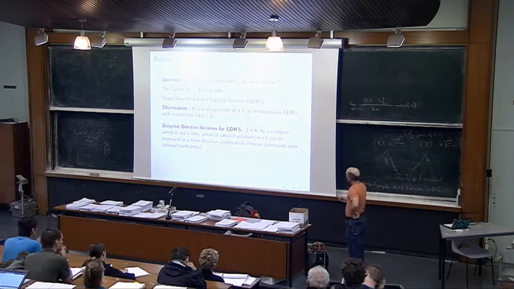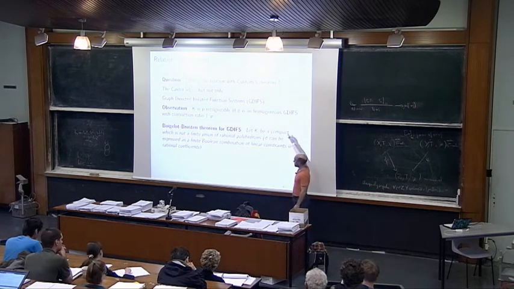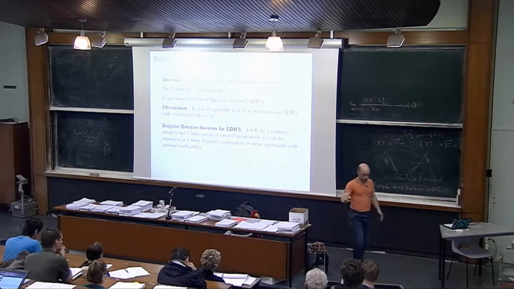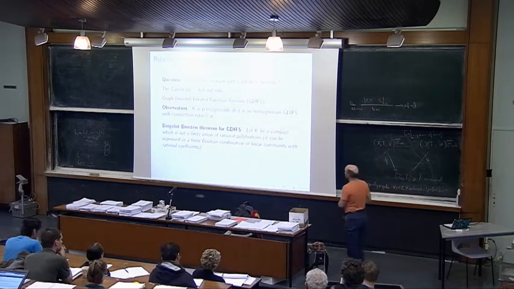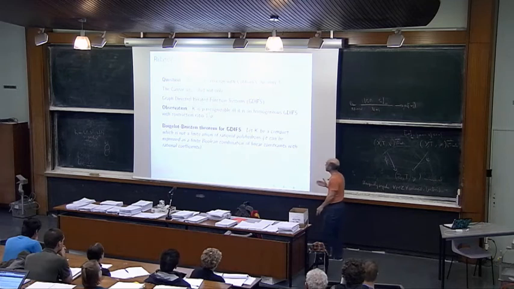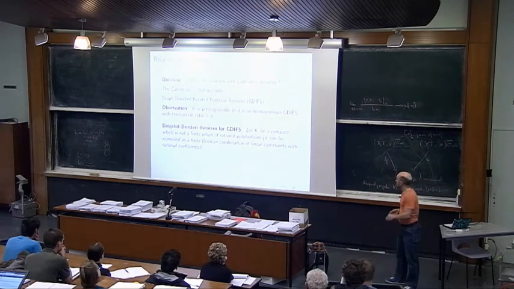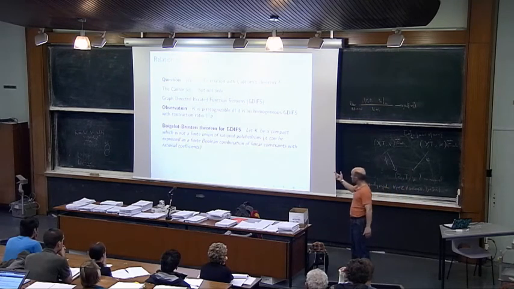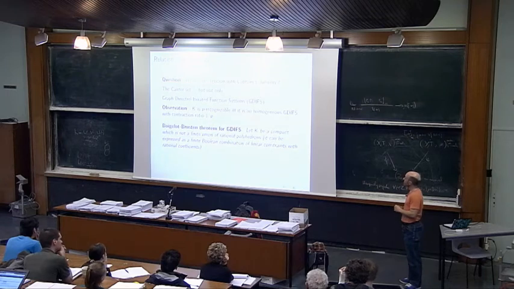we can translate, with this, let's say, black box here, their result in settings that interest the community working on IFS. So let K be a compact set which is not a finite union of rational polyhedrons. That is, sets that can be expressed as a finite Boolean combination of linear constraints with rational coefficients.